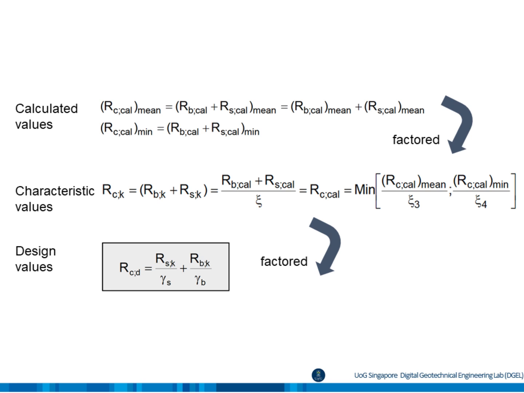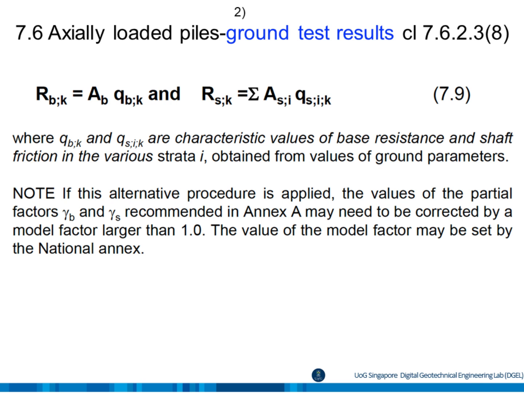Here, we calculate the compressive resistance using equations based on ground test results. To calibrate the results and account for variability, we apply correlation factors, which gives us the characteristic compressive resistance. Finally, by applying the resistance partial factors, we obtain the design compressive resistance. Let's now talk about the alternative procedure.